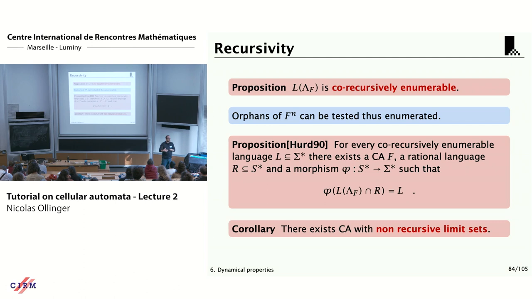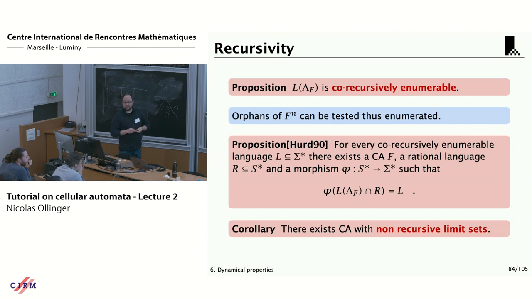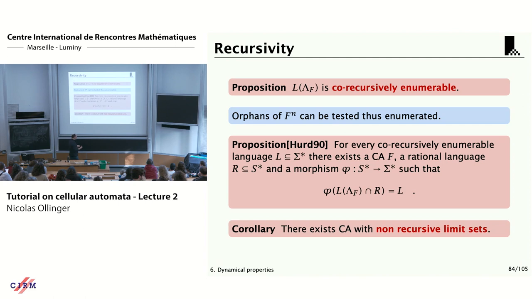And there is this nice characterization by Hellouin. You take any co-recursively enumerable language, and you can embed it into the limit set of a cellular automaton. So it can be very ugly, actually. So a corollary of that is that, of course, there are non-recursive limit sets. So in general, we cannot describe, in a mechanical way, the limit set of a CA that you give as an input.